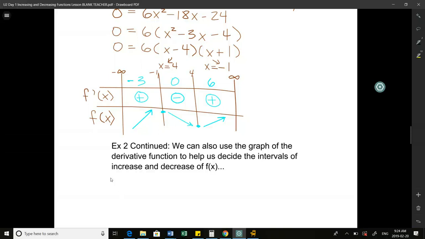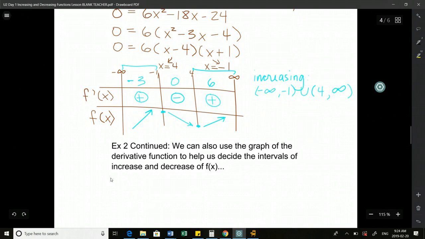So the function is increasing where the first derivative is positive. It's decreasing where the first derivative is negative. So increasing intervals. Again, I'm not using the test values. I'm actually using these values up here. So it's increasing from negative infinity to negative 1. Do I include negative 1 in my set? No, because the derivative is actually 0 there. So it's neither increasing nor decreasing at that point. It's derivative of 0. And then we also have a second interval where it is increasing, which is from 4 to infinity. And then decreasing on the opposite interval, from negative 1 to 4. I'm using interval notation here.